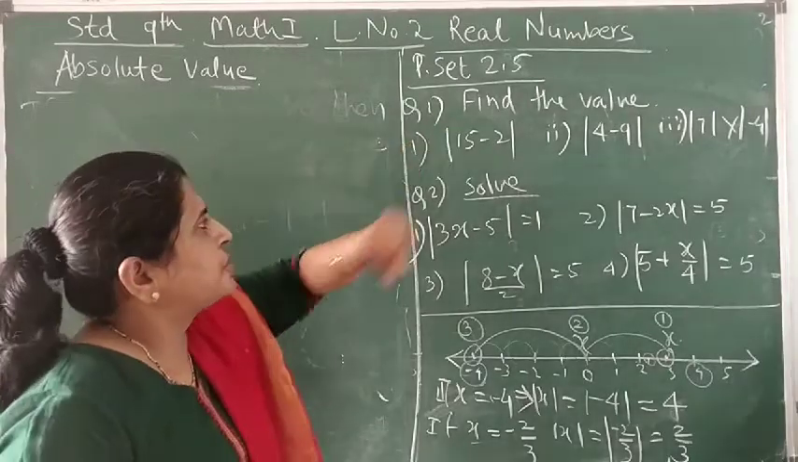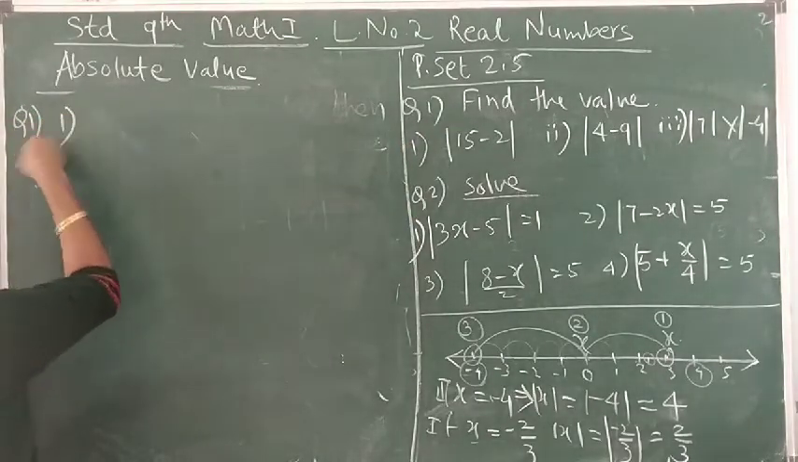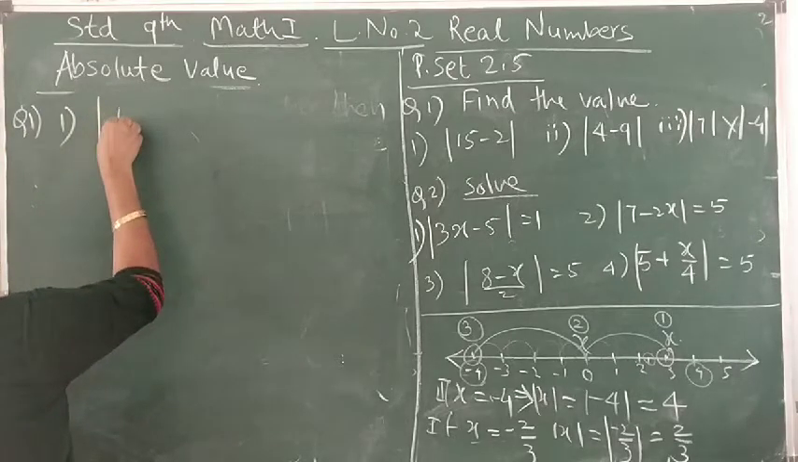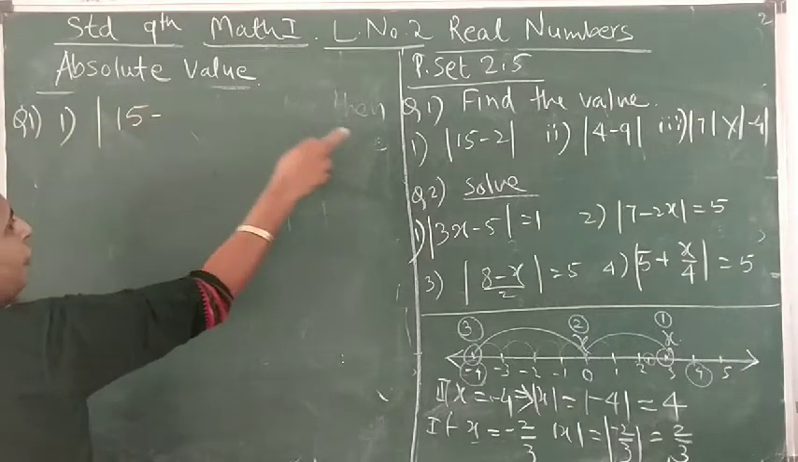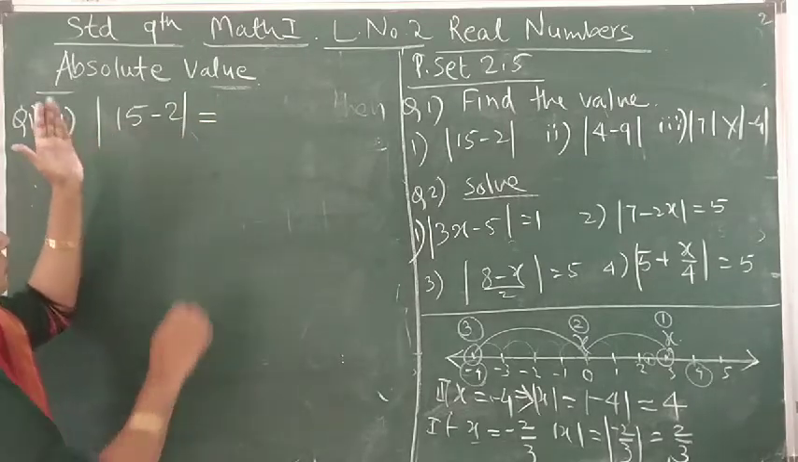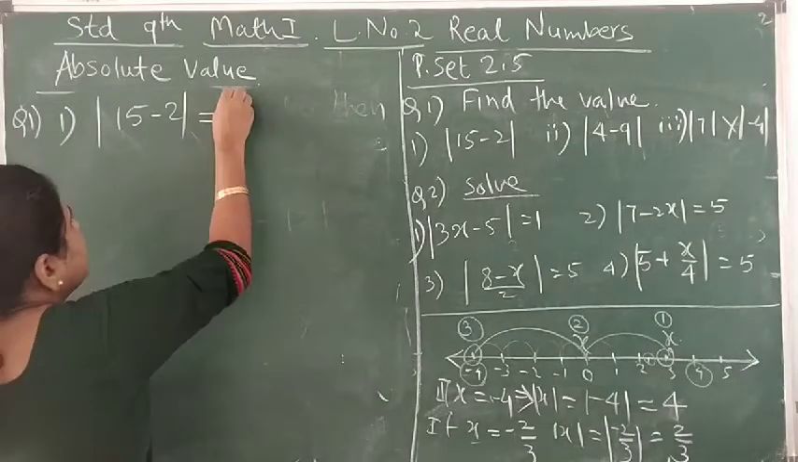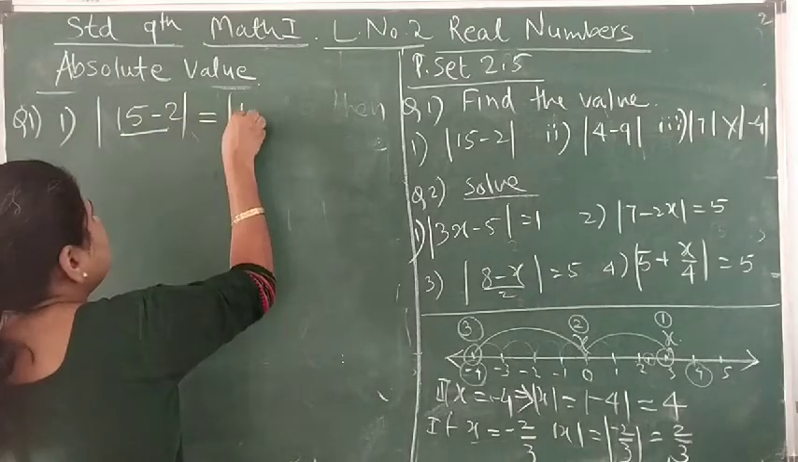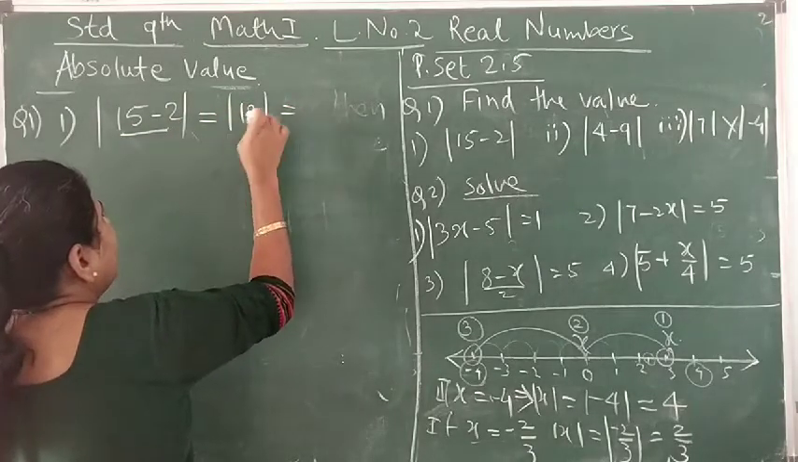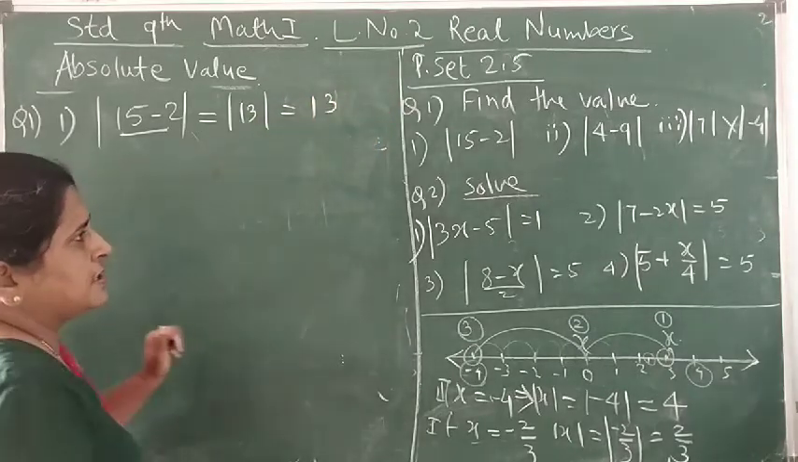Practice 2.5, question number 1. The question is to find the value. In the first one, what value do we have to find? It's the absolute value of 15 minus 2. Inside the two vertical lines, we have 15 minus 2. What is 15 minus 2? It is 13. And what is the absolute value of 13? It is 13. So this is your answer.